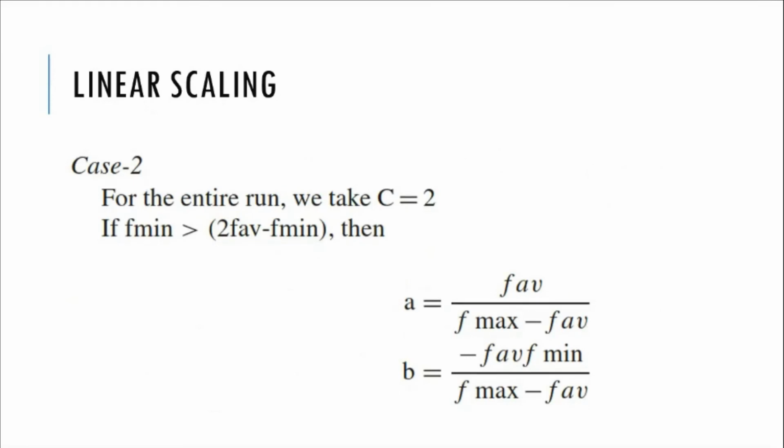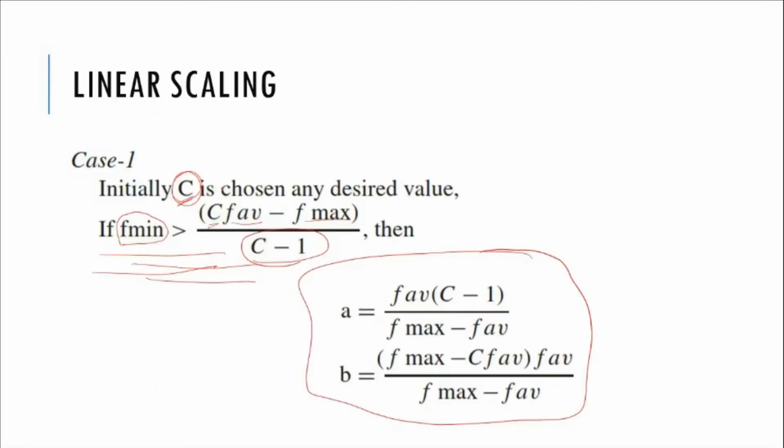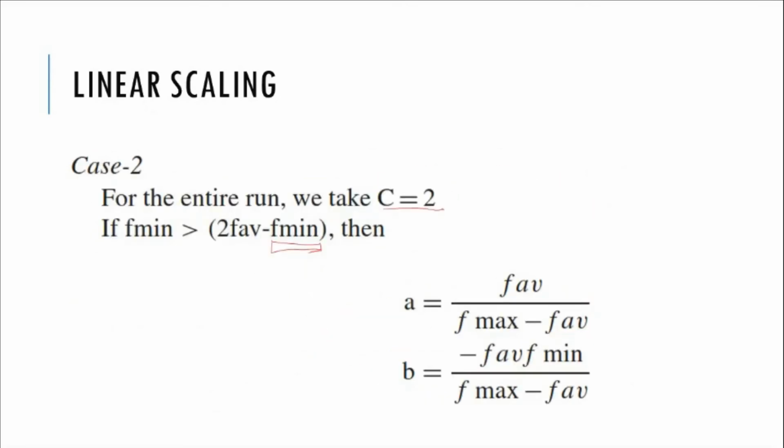In the case of case 2, we take C as 2. Another way of finding the value when C is equal to 2: in that case, we consider if F min is greater than 2 times F average minus F min. I have some doubt regarding this, because in the text it is given as F min, but if we substitute C as 2 here, it will be F min greater than 2 times FAV minus F max divided by 1. So I'm not sure whether this one is F min or not.